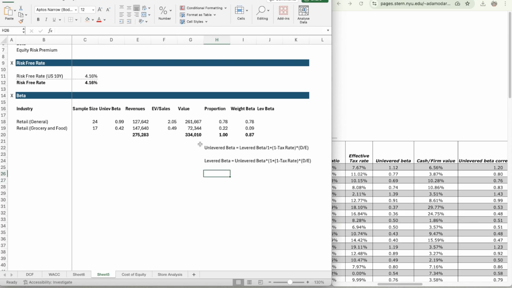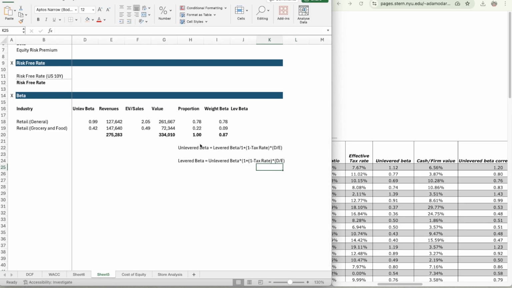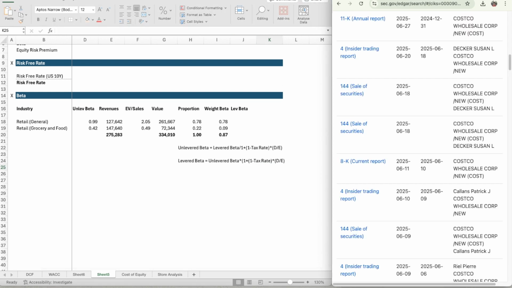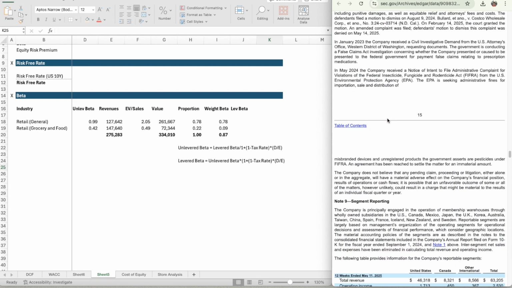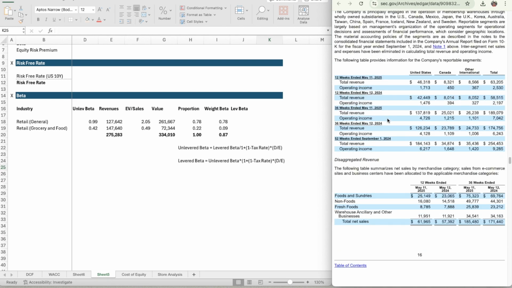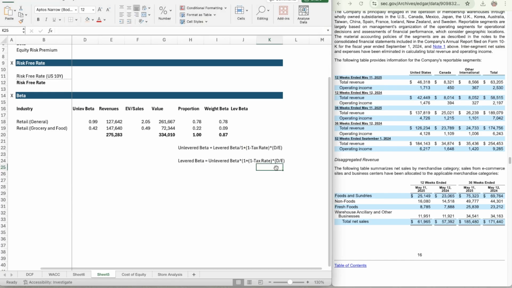We're going to go through the financial statements and find out what the debt is. The equity, we know it's the market cap of the company, so we're going to find out how much debt they have and divide it by the market cap, and we'll also find the tax rate in the SEC filing. So this is the most recent one. Let's just get these.